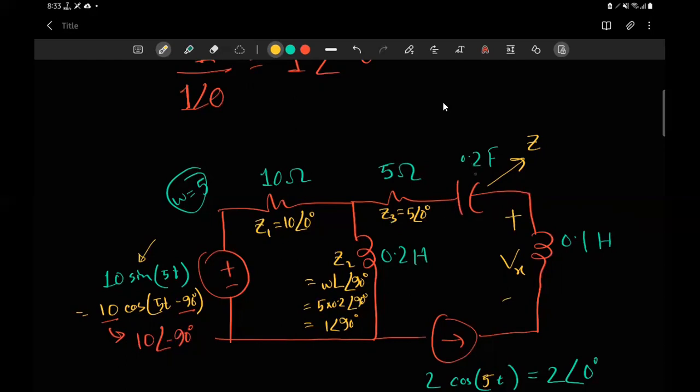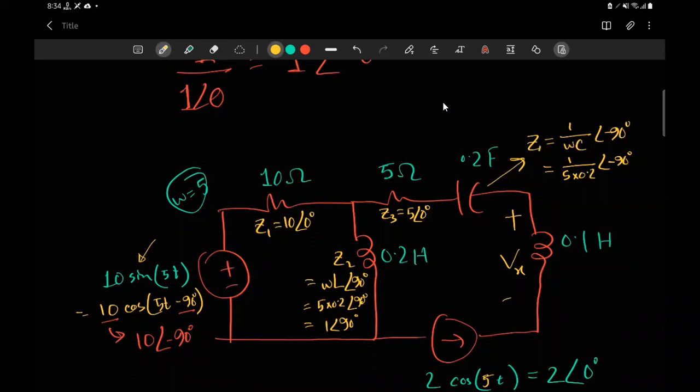Okay, so now for this capacitor, what's the value of this? So 1 by 5 into 1. Okay, let me write the formula first. Always write the formula first. So 1 by 5 into 0.2, angle minus 90 degrees. Does everyone agree with this? For the capacitors, you have minus 90.